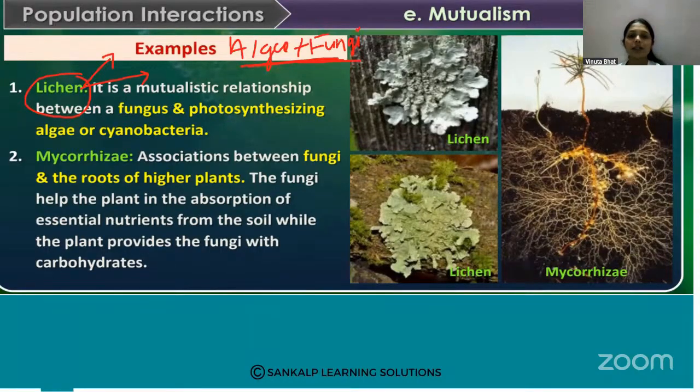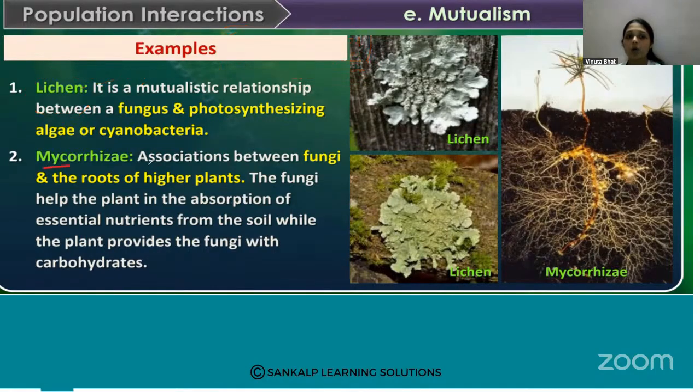So how is the mutual relationship present between the algae and the fungi? Algae are photosynthetic and prepare the food, and the fungi are heterotrophic. So algae prepare the food for the fungi, and the fungi help the algae to absorb the nutrients and provide the nutrients to the algae to prepare the food. And also we can see algae or cyanobacteria in this case, and that is called lichens.